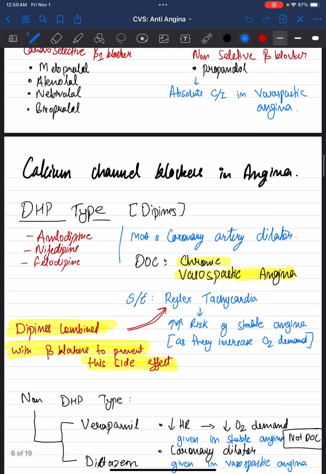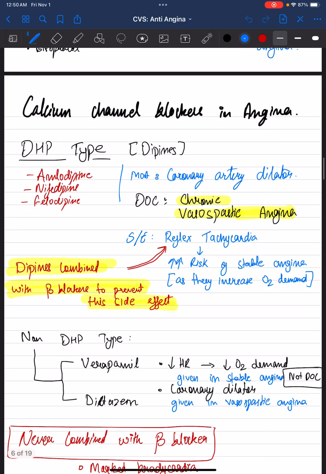Now let's study about the different calcium channel blockers in angina. So we use the DHP type of calcium channel blockers, that are the dipines: amlodipine, nifedipine, and felodipine. The main mechanism of action of these drugs is that they are coronary artery dilators. So they dilate the arteries, and this was the same mechanism of CCBs in reducing hypertension also.